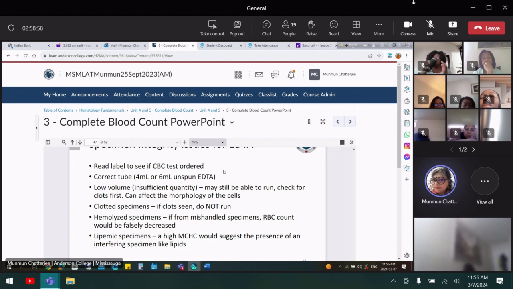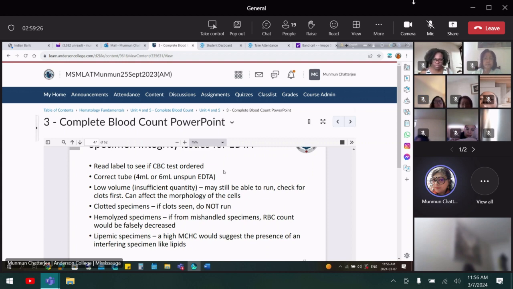Low volume, if insufficient quantity, may still be able to run. Check for clot first. It can affect the morphology of the cell. If there is a clot, it may affect the morphology of the cell. Maybe it's not microcytosis. It's going to show you microcytosis, which means the clot is there. Clotted specimen, do not run if there is any. So whenever the sample comes to the CBC, you have to look if there is any clot or not.